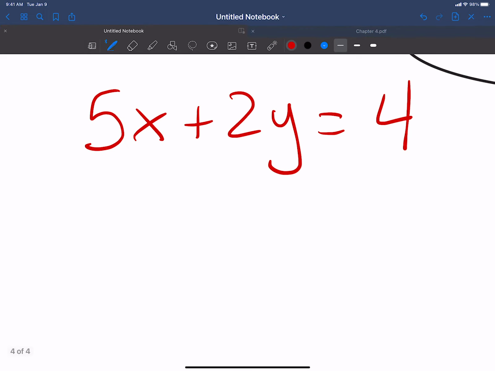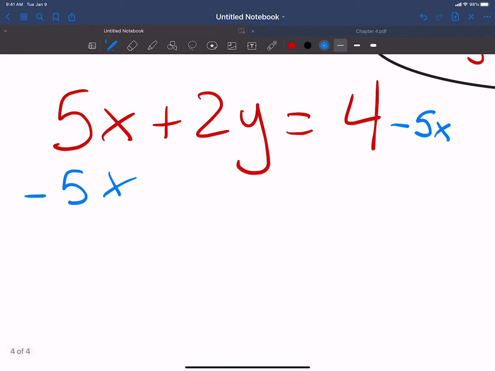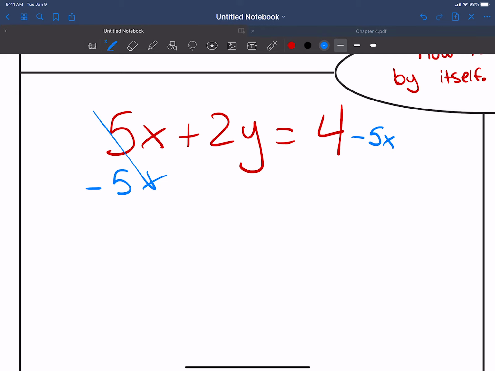How do I get 5x to go away? Well, it is positive 5x, so the opposite of positive 5x would be to subtract 5x from both sides. Remember, I'm writing it like that because I can't actually take 4 minus 5x. Goodbye. 2y equals 4 minus 5x.